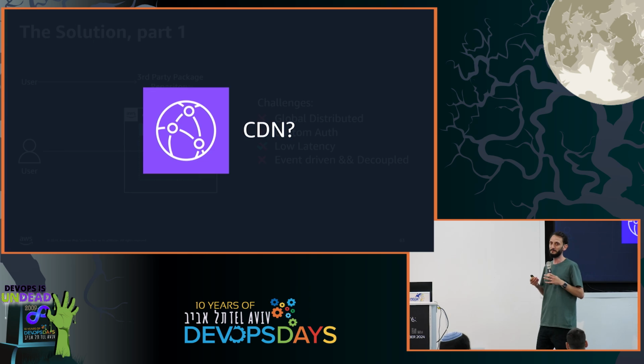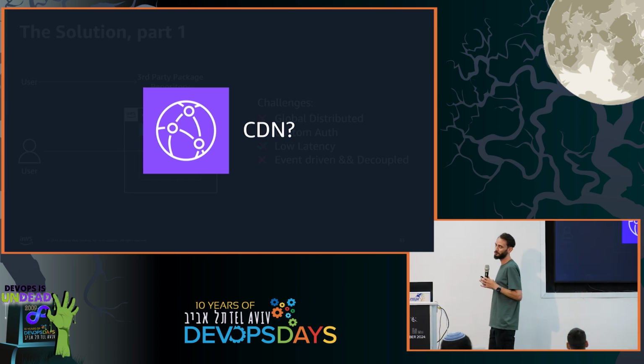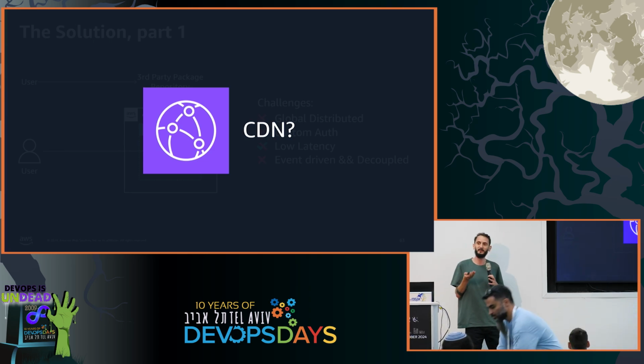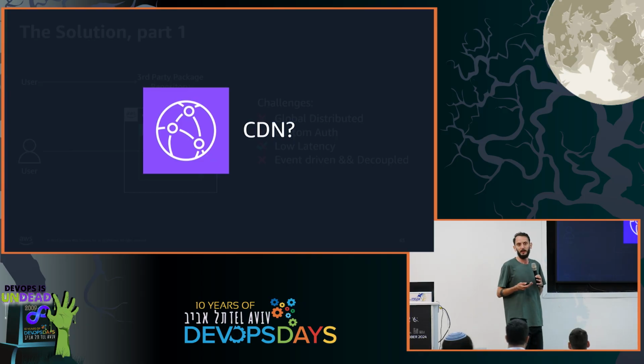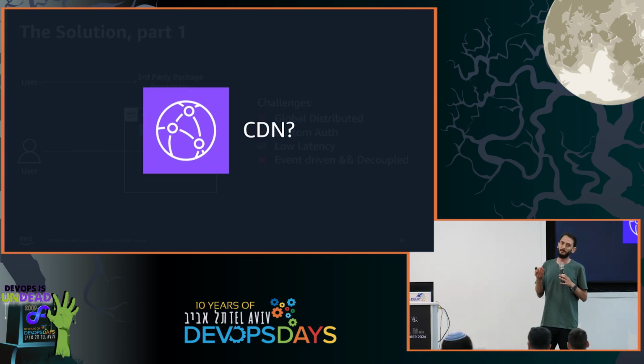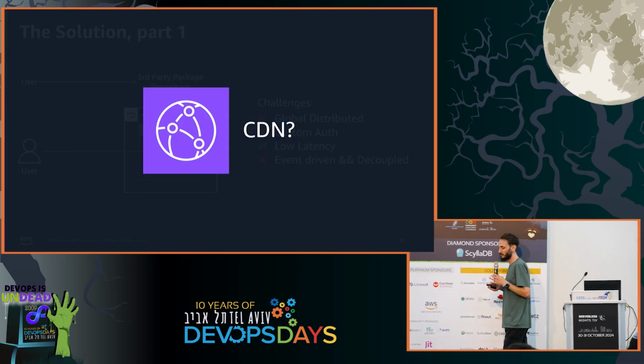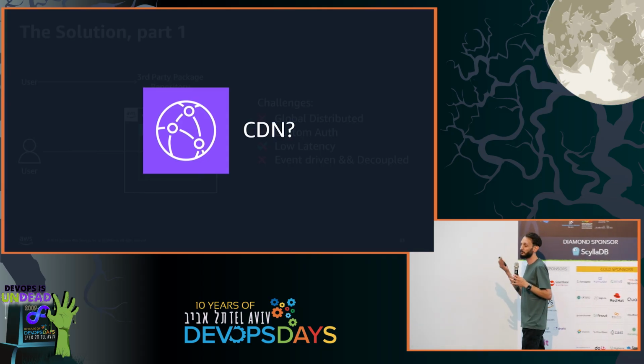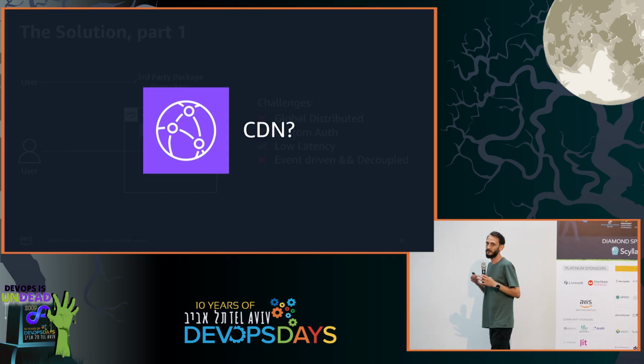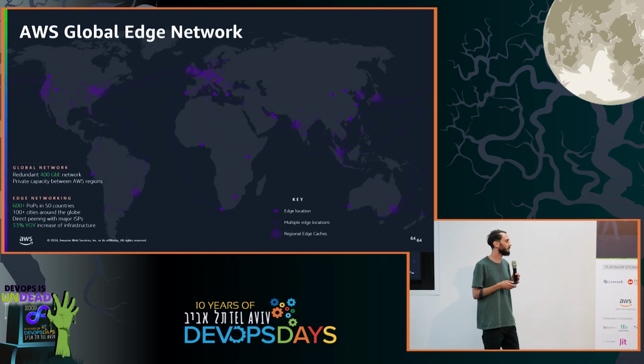CDN, Content Delivery Network, is usually used to serve images and videos. But a CDN has some features that will allow us to overcome some of those challenges. So let's cover some of the AWS CloudFront CDN and see how it stands up against the challenges.